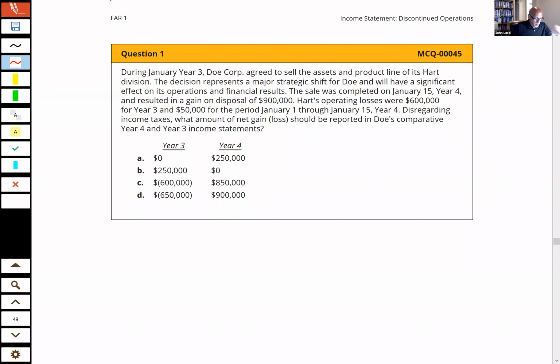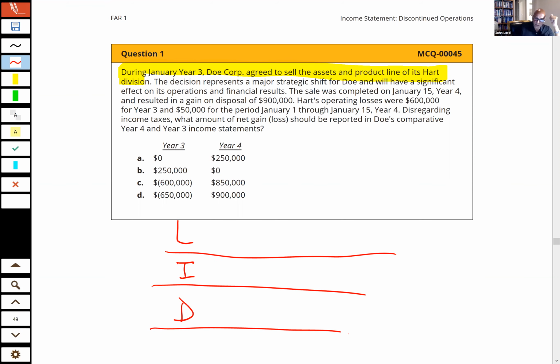We have this question, and when I read the first sentence here, I'm like, uh-oh, I've got discontinued operations, because they're selling the assets of the entire division, right? So when I know I have a question asking me about discontinued operations, I know I'm going to have to pick out different elements of LID from this question, and I take the amounts in the period in which they occur. So I just have to figure out what elements of LID are in here and what period I take them in.